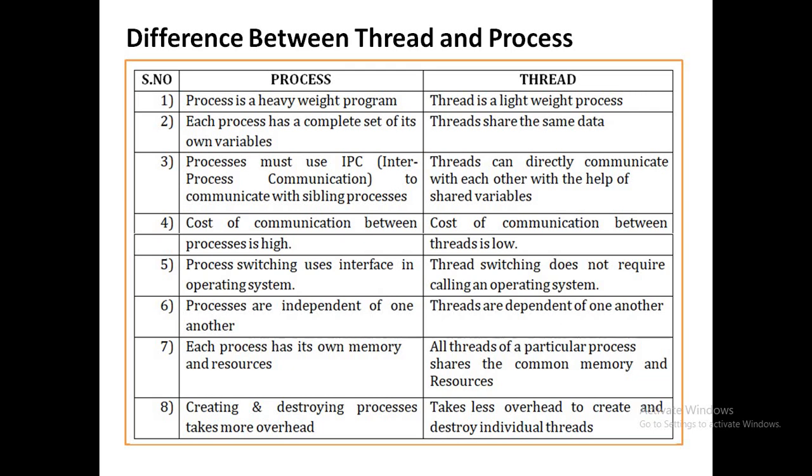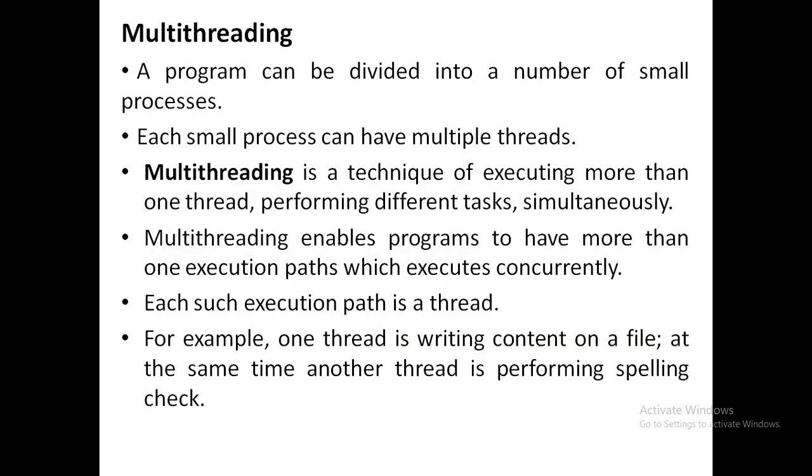Process switching uses an interface in the operating system. Thread switching doesn't require calling the operating system. Processes are independent of one another, whereas threads are dependent on one another. Each process has its own memory and resources, whereas all threads belonging to a particular process share a common memory and resources. Creating and destroying processes takes more overhead, whereas it takes less overhead to create and destroy individual threads.